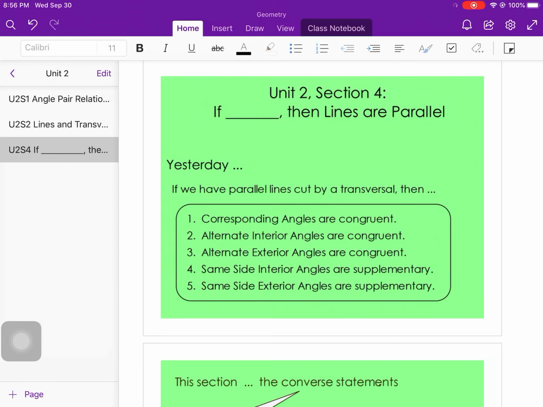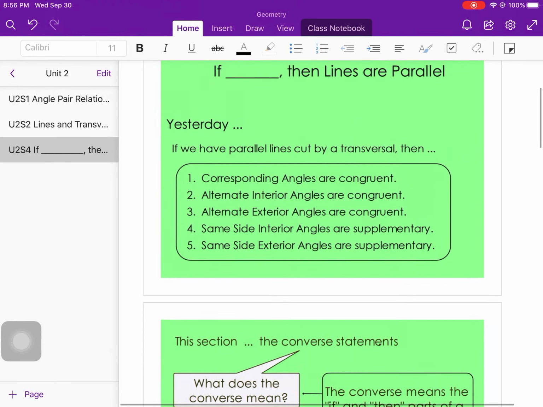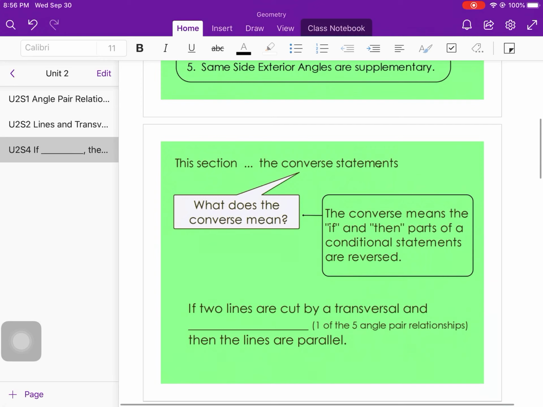If blank, then lines are parallel. So what we had learned about in the previous video was if we have parallel lines cut by a transversal, then these 5 statements had to be true. Corresponding angles are congruent, alternate interior and exterior are congruent, and then the same side interior and exterior are supplementary, which remember means adds to 180. Okay, so what we are learning about today is what is called the converse of that.